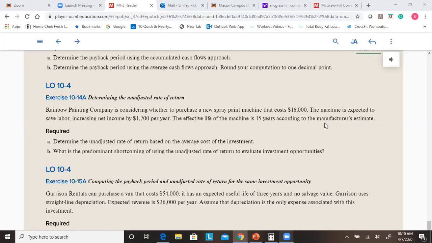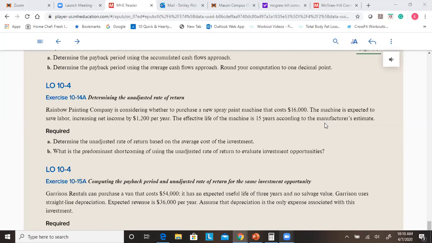So we're going to take the average increase in income on top, which is 1,200, and then I am going to divide that by my initial investment of 16,000. I'm going to divide that by 2 to account for all my depreciation stuff. So that gives me a 15% rate of return. That's it. Don't overthink it.